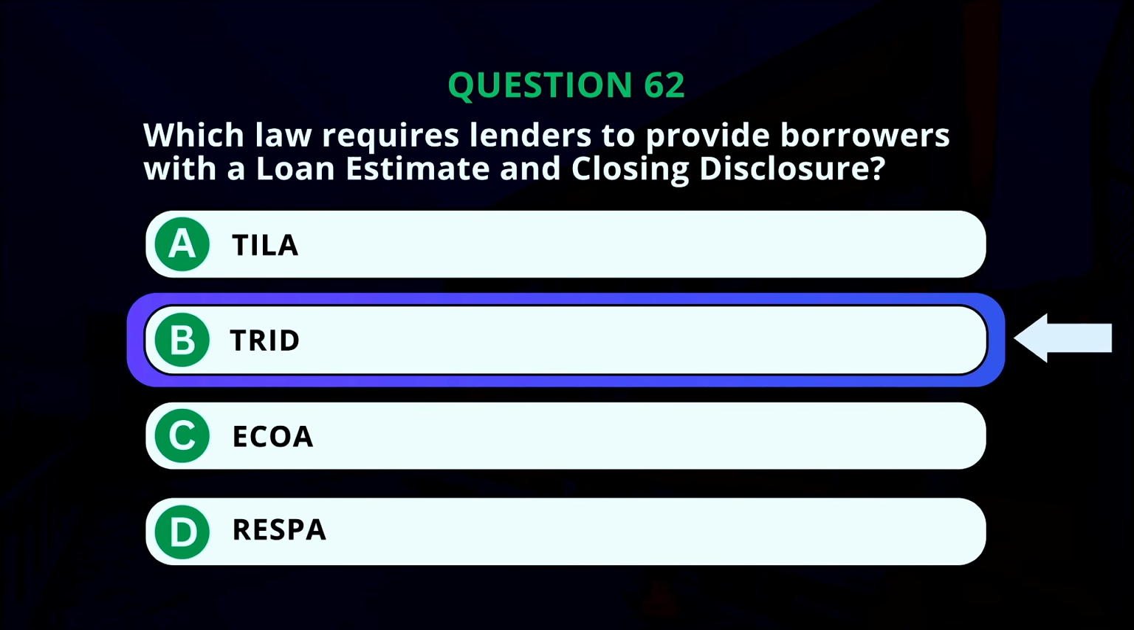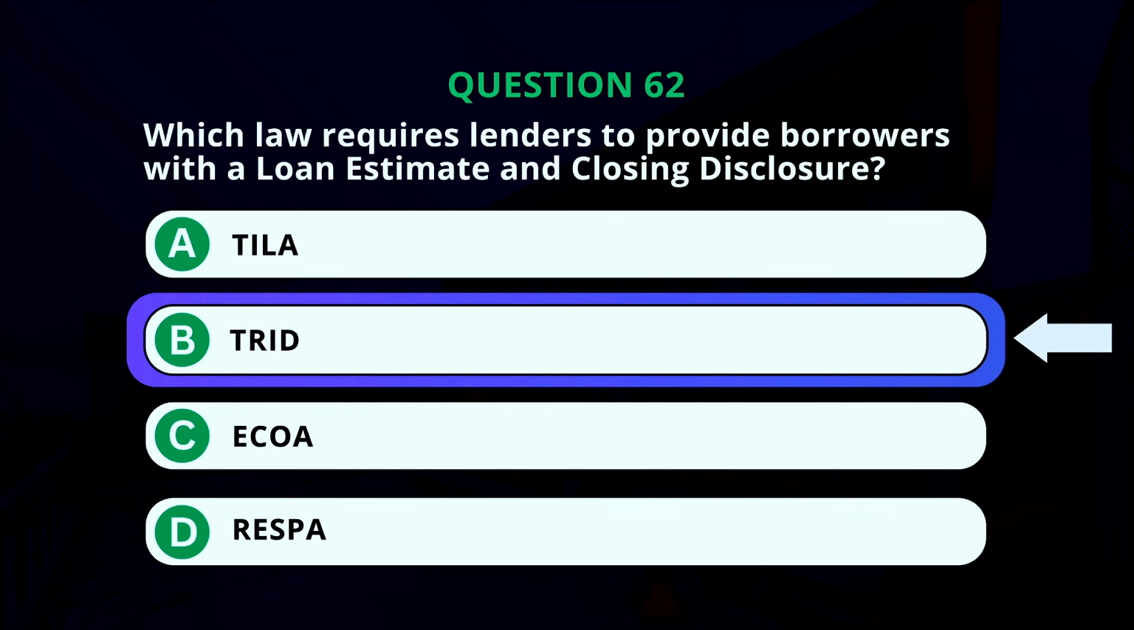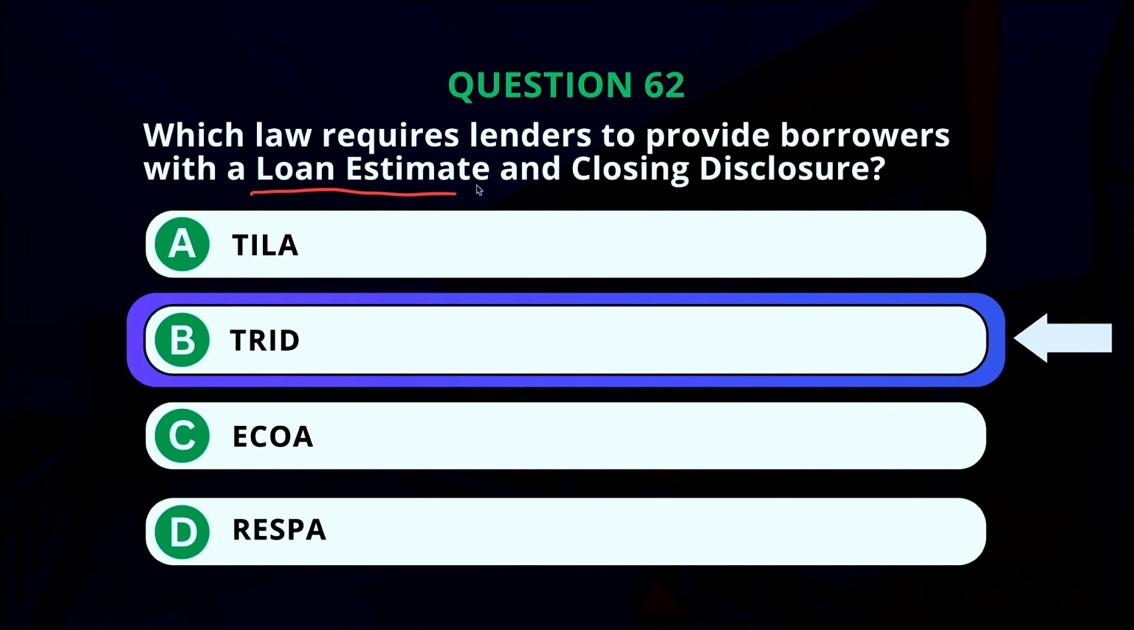TRID stands for the TILA RESPA Integrated Disclosure Rule, and you want to know this. The TRID rule requires that lenders provide borrowers with two documents. One is called the loan estimate, within 3 days of application for a loan. When you're applying for a loan, within 3 days, it's the estimated closing costs that the borrower will incur when they're purchasing property. And the closing disclosure, which is the final numbers, is given to the consumer 3 days prior to consummation or the closing. Those could be two different dates, by the way. So you want to know that.